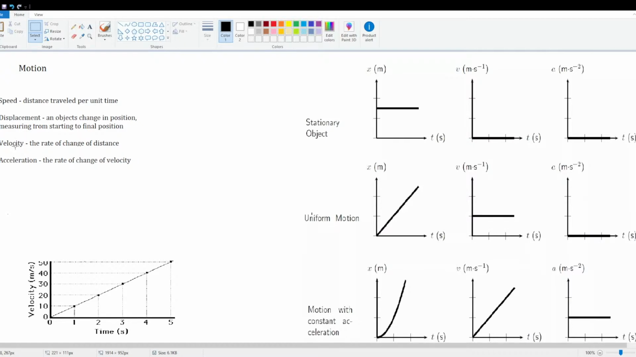We have the definition of velocity as the rate of change of distance. This is quite similar to the definition of speed, but as we know, they are not the same thing. This is because speed is a scalar and velocity is a vector. So speed being a scalar is only going to have magnitude, and velocity as a vector is going to have magnitude and direction. This is important because in physics, direction is quite important.